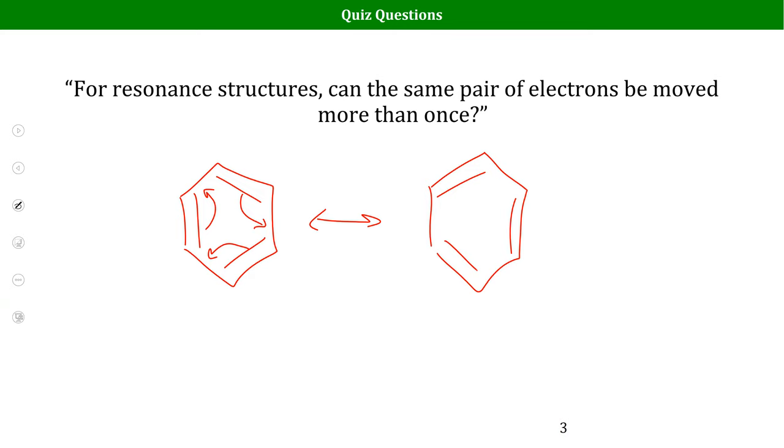So I think it's probably more like, if we're not breaking any of our rules to draw that resonance structure, draw it. But just know that it's not really that the electrons are moving so much as they're smeared out over a larger area.